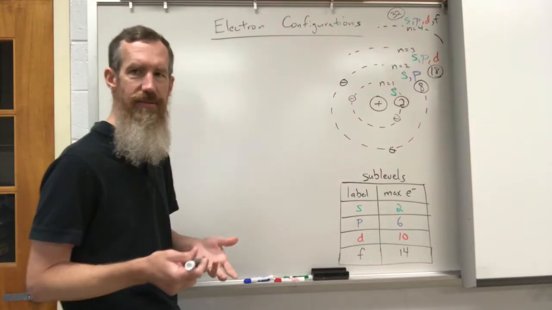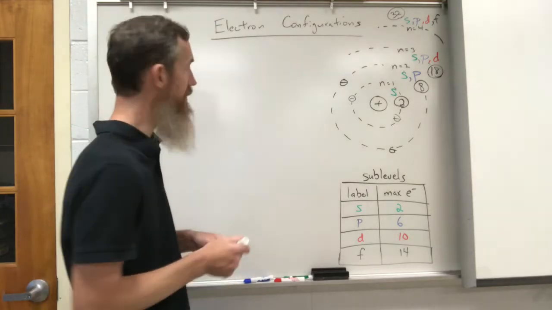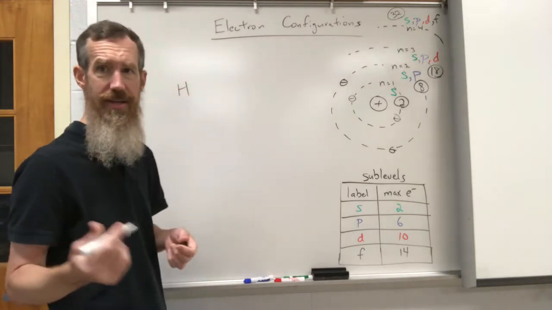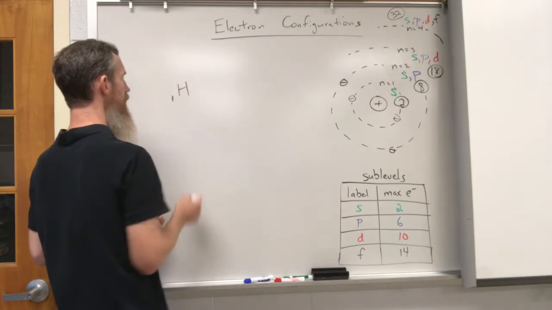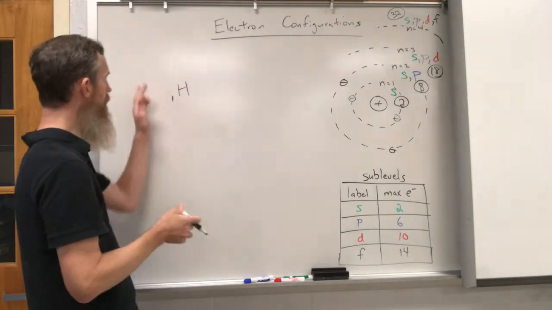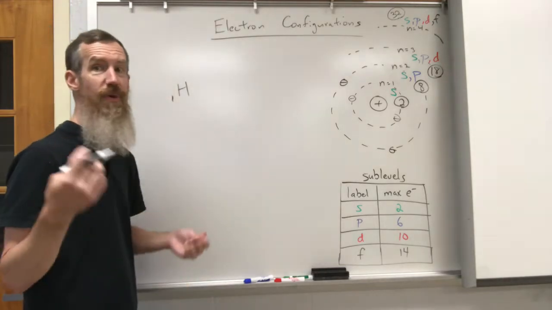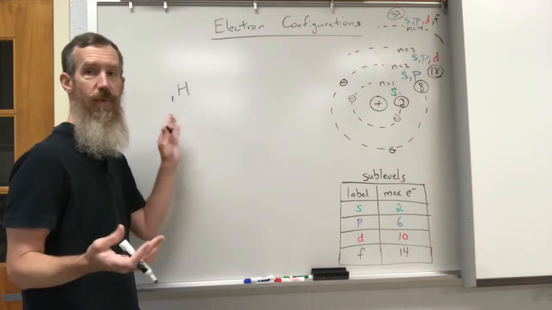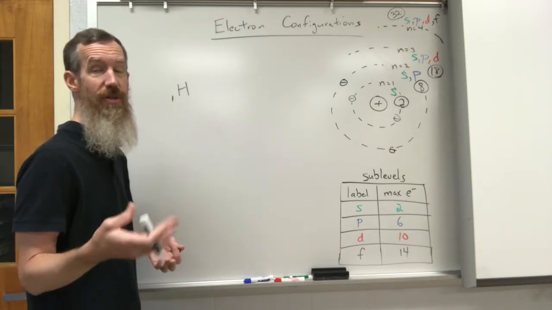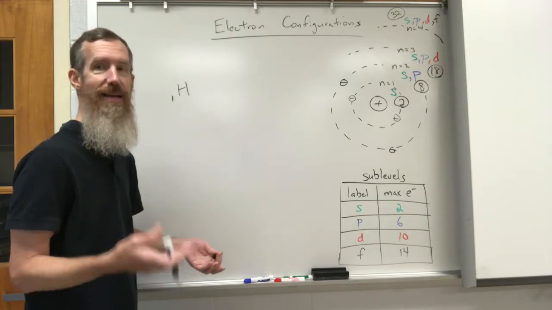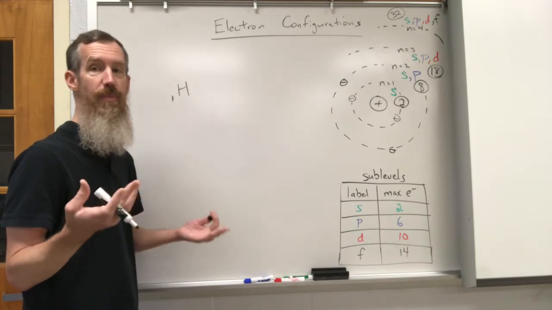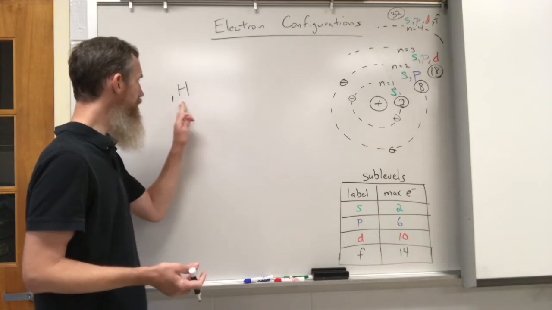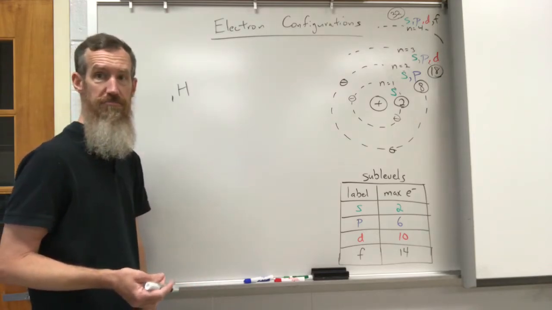So let's take an element. Let's take our first element. Let's take hydrogen. Now, hydrogen has an atomic number of 1. There's other information about hydrogen which is important, but for electron configurations, assuming it's a neutral atom, I only care about the fact that it's got 1 proton, and therefore it should also have 1 electron. Again, if it's neutral, the protons and electrons are going to balance. And that means it has 1 electron.